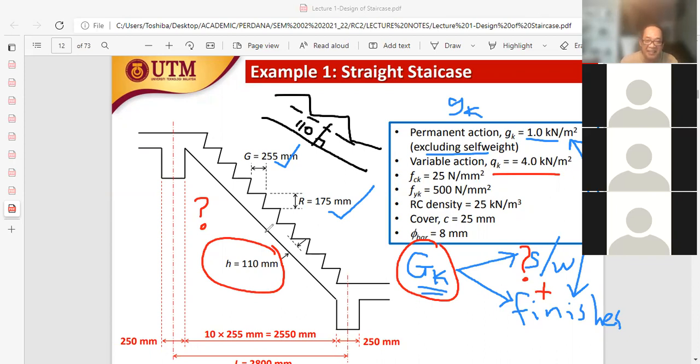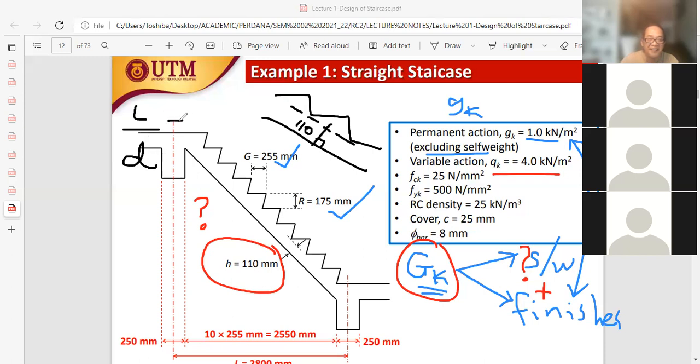This 110 initially is not given. It is assumed, okay, by the author lah, IR Saleh, that 110 is taken as the thickness of the staircase, measured perpendicular to the direction of the inclination of the staircase, right? So to obtain a suitable thickness, 110 is obtained by using what you've gone through earlier dalam RC1, using our deflection criteria.